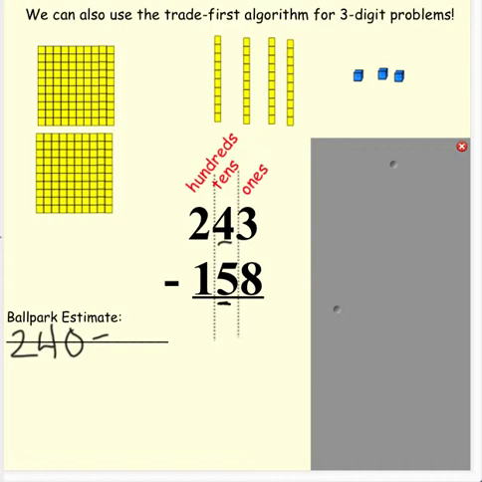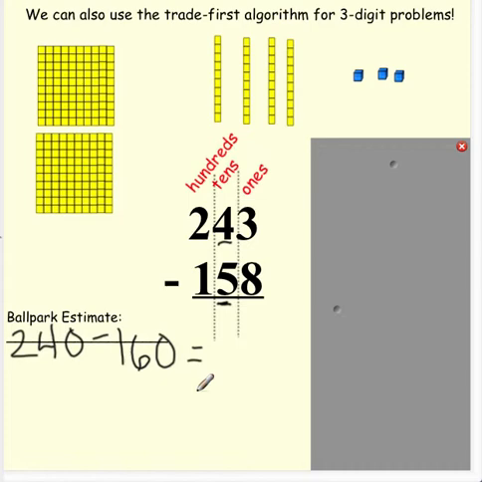Now I'm going to do the same thing. I'm going to estimate this to the tens place. This 100 just stays where it is. I look at the number to the right. It's higher than 5. It's an 8. So that means I need to add another 10 here. The 5 will change to a 6. And the 8 will become a 0. So my ballpark estimate is 240 minus 160.